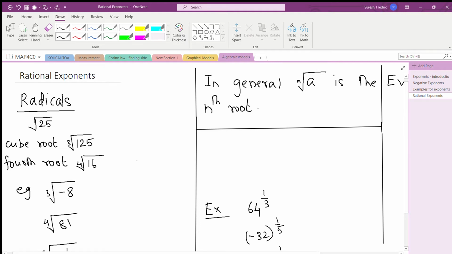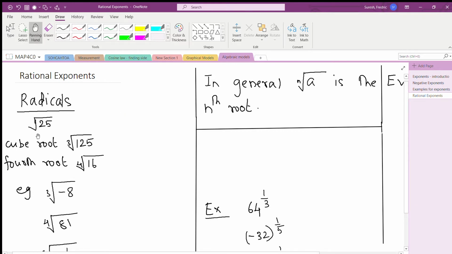Guys, in this video, we're going to talk about rational exponents. In the previous videos, we talked about exponents where the powers were whole numbers. There were no fractions there. But here in this case, we're going to deal with fractions as well. Before we do that, we need to learn a term called radicals.